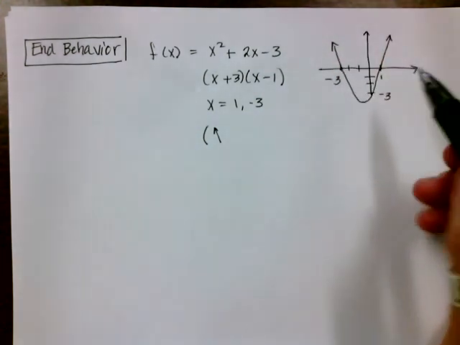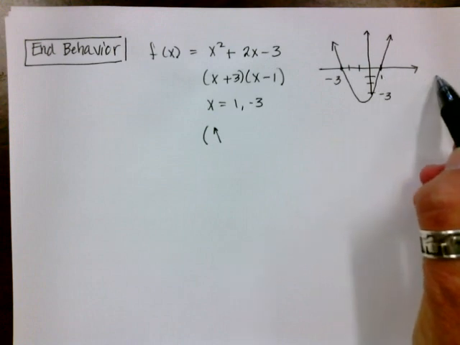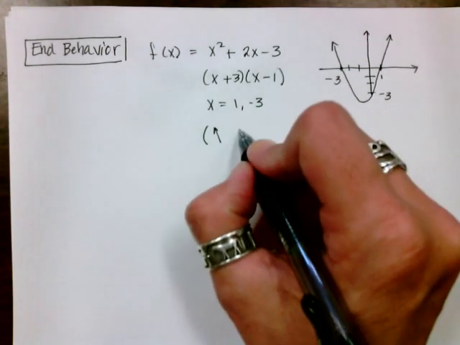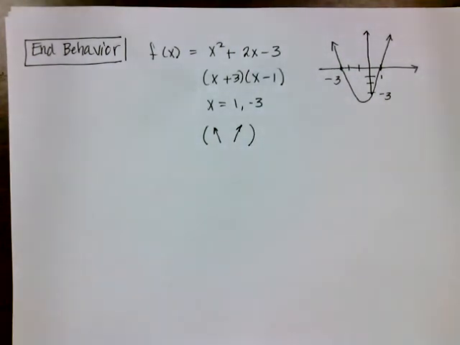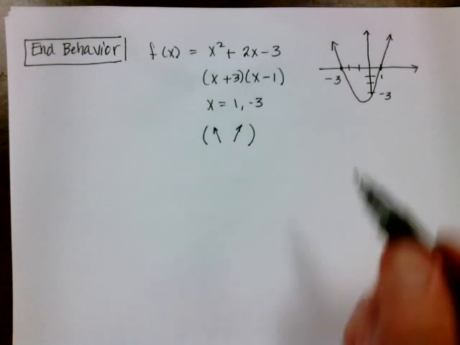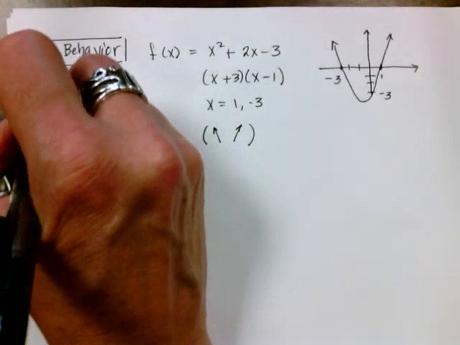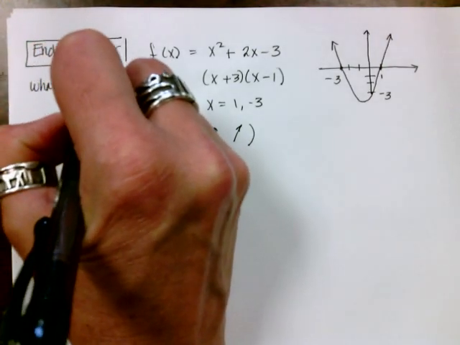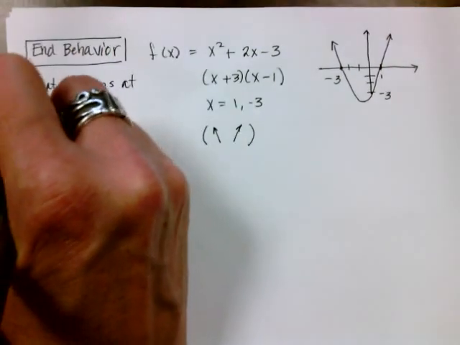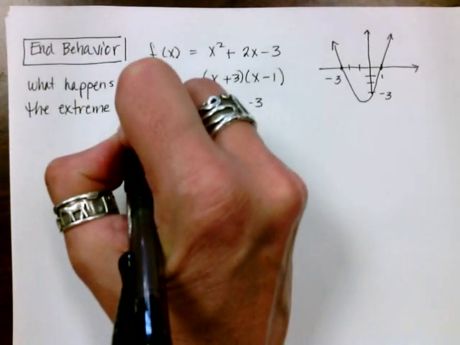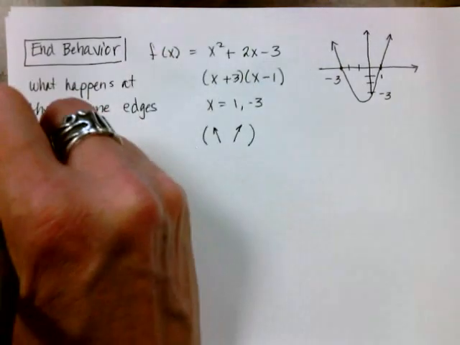And then as my x values become more and more positive, my y values are becoming more and more positive, and they are also going up. So the end behavior for this particular graph is up and up. So that's kind of cool. All right. So the end behavior is what happens at the extreme ends, maybe I'll say edges of our graph.